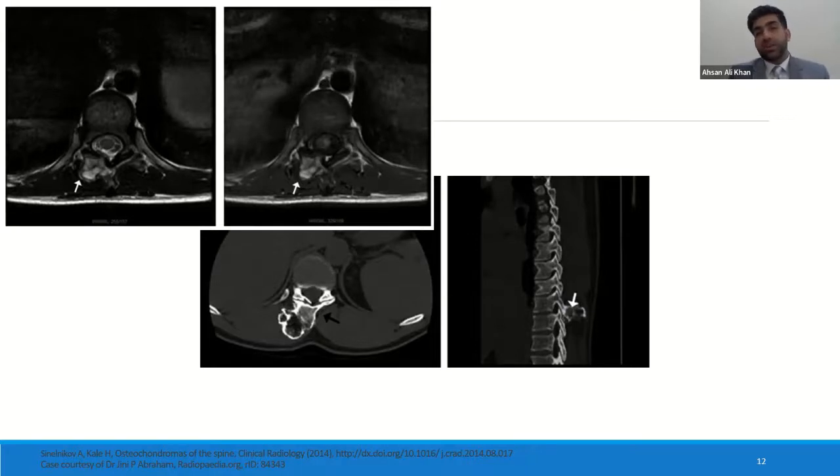So we always have to correlate clinically. Different kinds of tumors can appear in totally different manners, so we have to know these things. If you look at this cartilaginous cap on T2, next time you can start thinking of the osteochondroma, right?